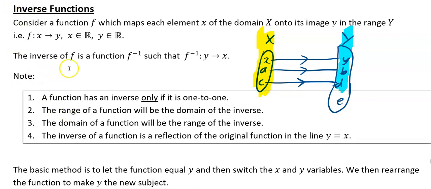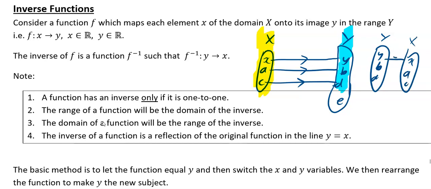Okay, so the inverse of f is the function f to the minus 1, such that f to the minus 1 takes y back to x. So basically, we could redraw this, and you would start with your y, which was y, b, and d in our case, and it would take you back to x, a, and c. So y goes back to x, b goes back to a, and d goes back to c.